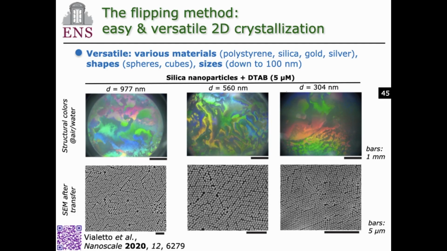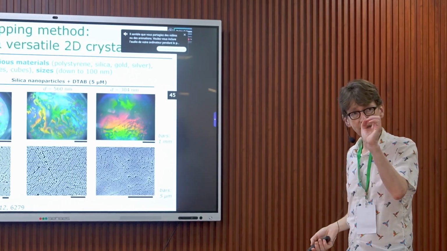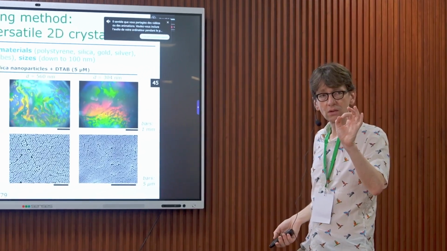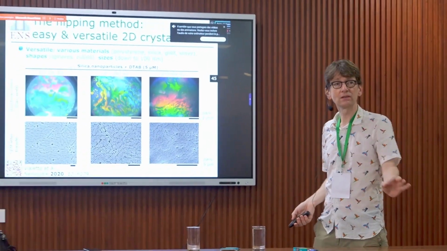And this is a very universal method. It works with any particle. It can be polycarbonate, silica, gold, silver, whatever you can imagine. We did it with spheres, with cubes, and sizes between 100 nanometers and 10 micrometers. Anything will crystallize with this system. So it's a very universal method. The key point is this very micromolar amount of surfactant. This makes all the difference.